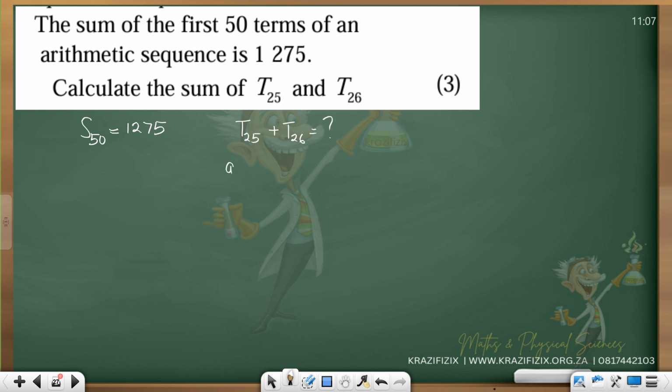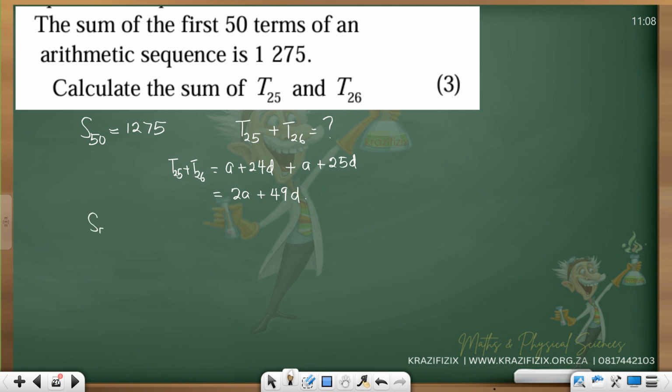Let's see something. T25 is this. 24d, right? And 25d. Okay. And what is this? 2a plus 49d. No one is asking us to look for a and d. They want 2a plus 49d.